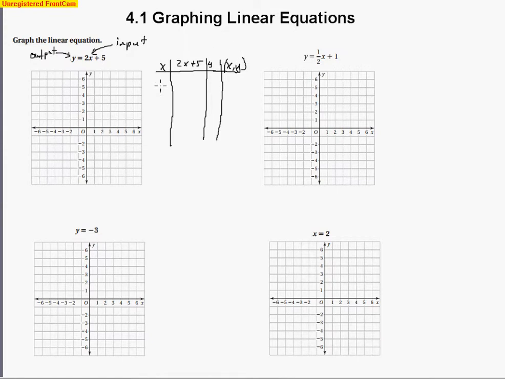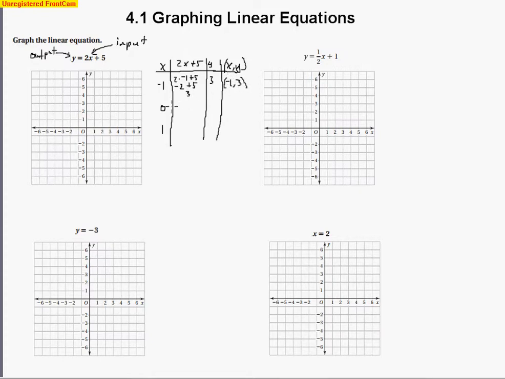So I'm going to use these as my inputs. I'm going to use -1, 0, and +1. And I'm going to substitute them in for x. So I've got -1 in for x, so it's going to be 2 times -1 plus 5. So when I do the work, I have to multiply first, because that's what order of operations says, and then add 5, and I end up with 3. So 3 is my y value, and I've got an ordered pair of -1 comma 3. Not -3, but +3.